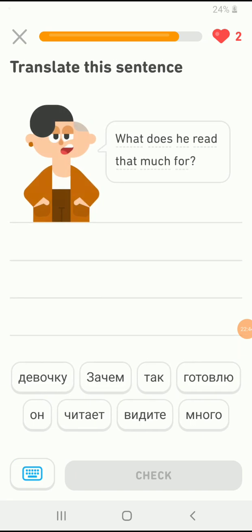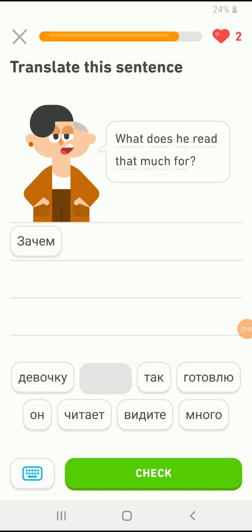And what does he read that much for? So what for is not почему. Почему is why, but what for is зачем. So you have to be careful, guys. So зачем? Is what for.